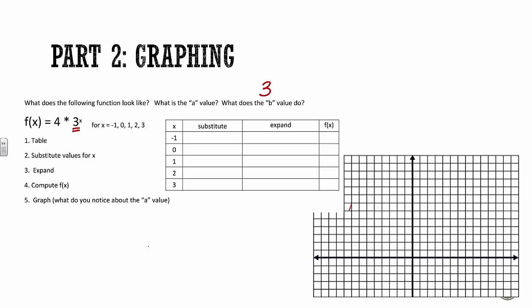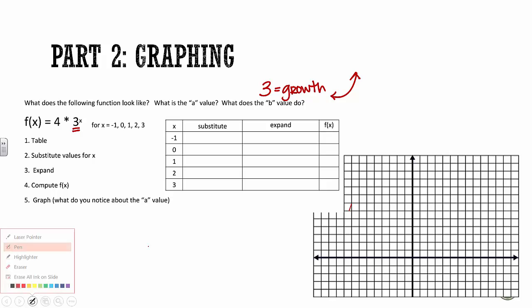So the b value is 3. Because it's bigger than 1, that means we have growth. So our graph should shoot up. The a value, remember, tells us the y-intercept. So the a value is 4. That's our y-intercept. So to make the rest of our points, what we need to do is just plug stuff into this.